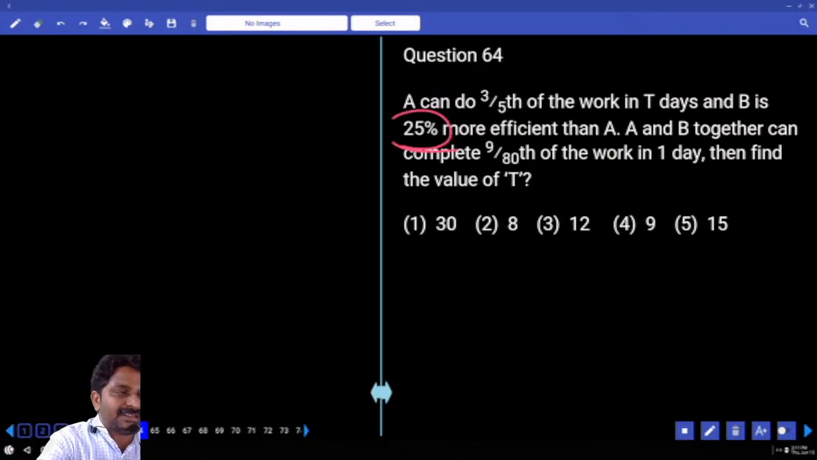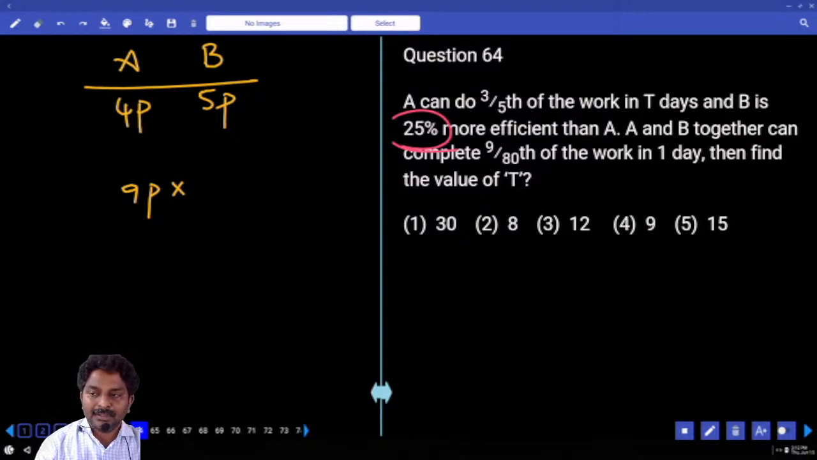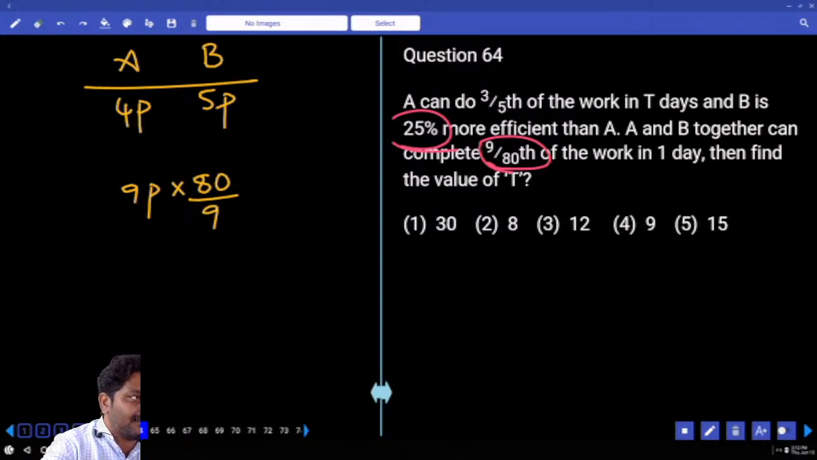Tell me the same in fractional form. 1 by, if A's efficiency is 4 parts, B's efficiency is 5 parts, 25% more, right? Together they do 9 parts, and they need how much time to complete the work? They can complete 9/80th of the work in 1 day. Then to complete the total work, they need 80 by 9 days.